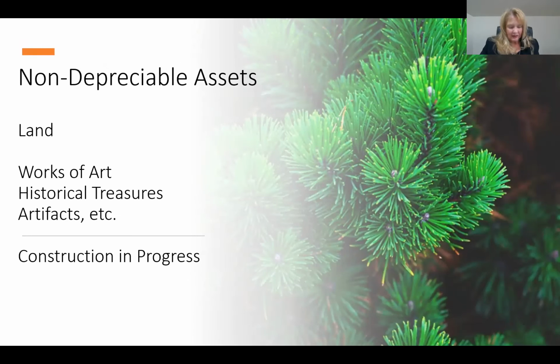Now remember on the AFR we had 3 categories, and that first one was non-depreciable assets. Those would be land, works of art, historical treasures, artifacts, and things like that that don't have a determinable life, and also construction in progress.